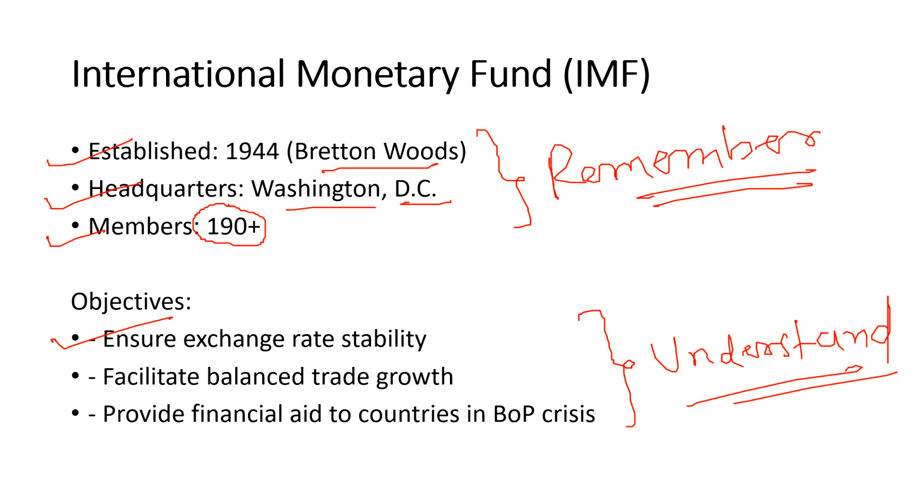Next point is to facilitate balanced trade growth. It facilitates the balanced growth of international trade. The IMF provides policies and advice to the member countries, and it will directly promote sustainable trade. It is also important that member countries follow those rules and policies. Then only will it be possible that trade is balanced.